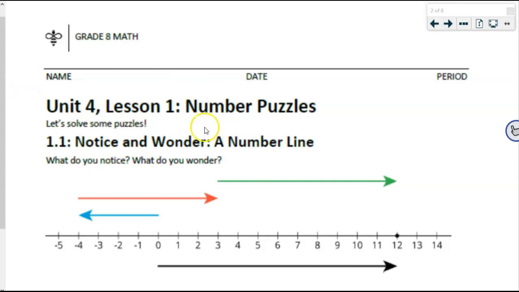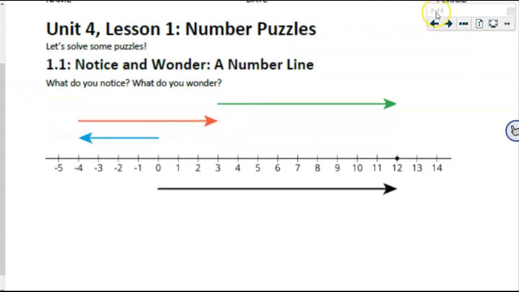So we're going to start here with this Notice and Wonder. You guys already had a chance to talk with your groups. Tell me now, what are some things that you notice? We're going to focus just on the notice, not what we wonder. What do you notice? Sam?